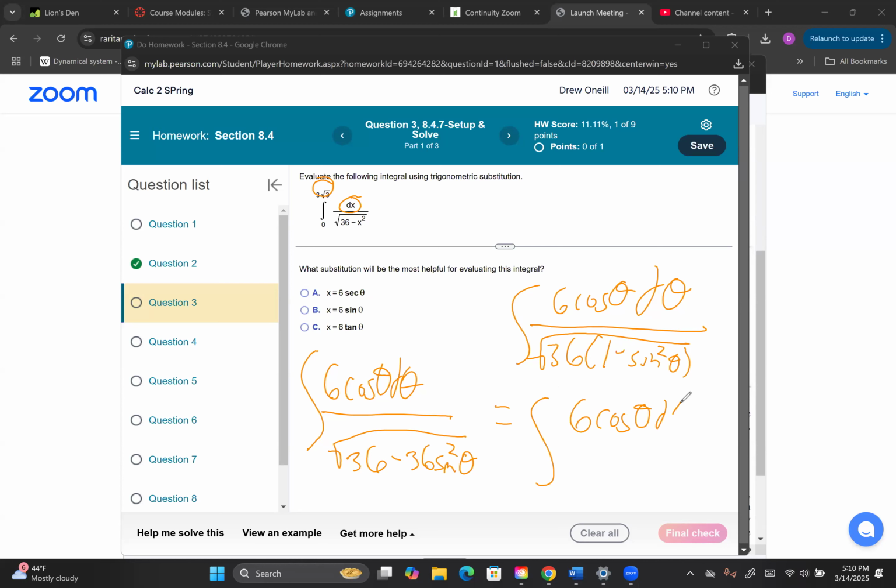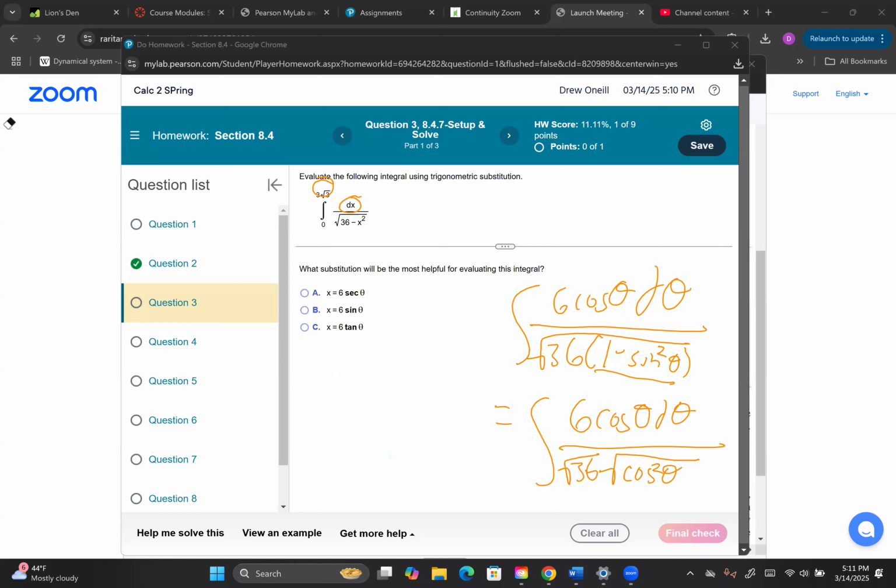That simplifies to this. And I can split this, right? I can split this as square root 36 times this as a square root. But 1 minus sine squared is just cosine squared. So you see the magic starting to happen. And then let me show you the rest. And so notice I'm not doing anything to the top until I have to.